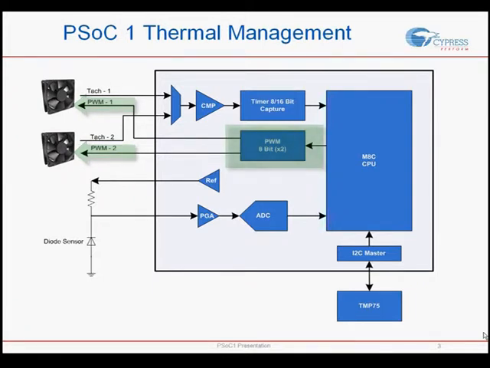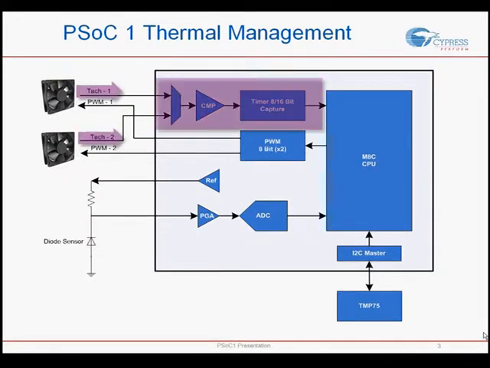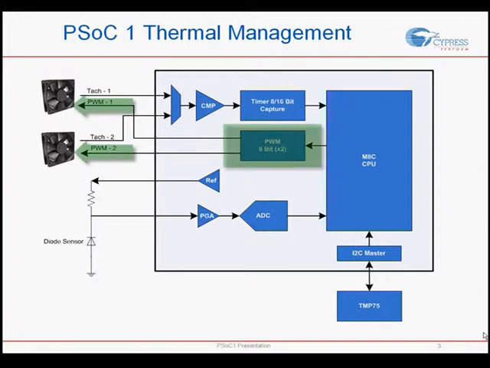These fans provide tach feedback pulses at a rate of 2 pulses per revolution. The PSoC measures the speed of the fans from these pulses using a 16-bit timer and adjusts the PWM duty cycle to keep the speed of the fans within the desired tolerance.